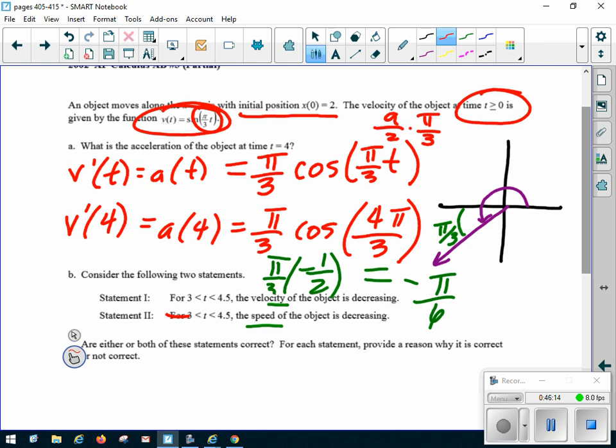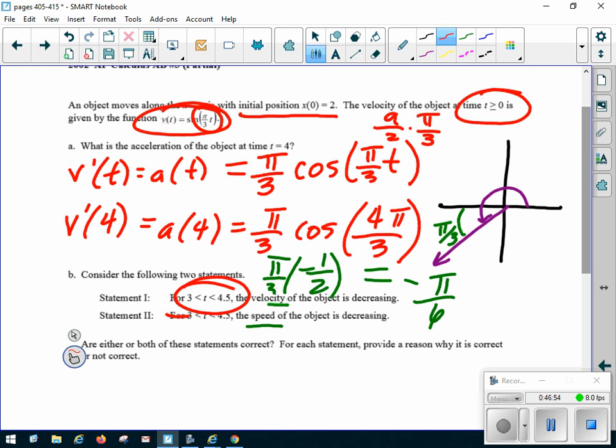Okay, let me go backwards. A function is decreasing if its derivative is negative. Velocity is decreasing if acceleration is negative. Is acceleration at 4 positive or negative? Negative. So is velocity increasing or decreasing at 4? Decreasing, because 4 is on that interval. Since 4 is on that interval, what I'm talking about is in quadrant 3. So all of quadrant 3 behaves the same way. You would have gotten a negative in all of quadrant 3.